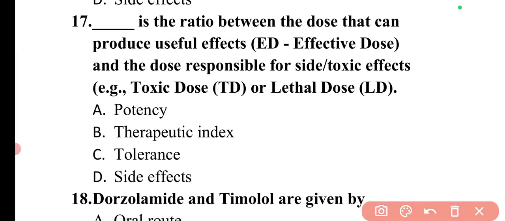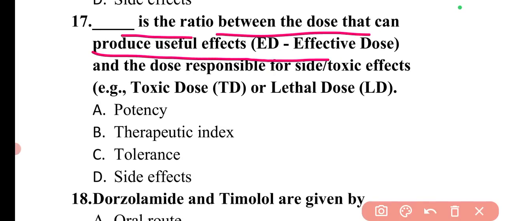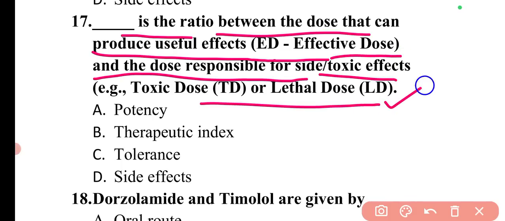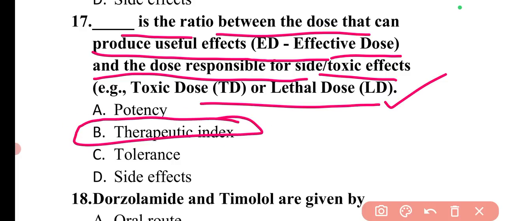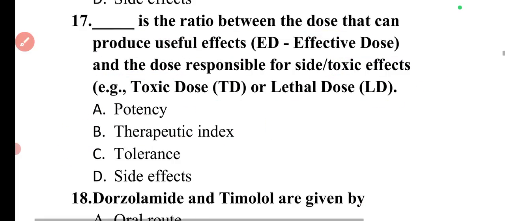Next, moving to the next question, dash is a ratio between the dose that can produce useful effect, that is effective dose, and the dose responsible for side toxic effects. So this is known as simply therapeutic index. So here option B will be the correct answer.